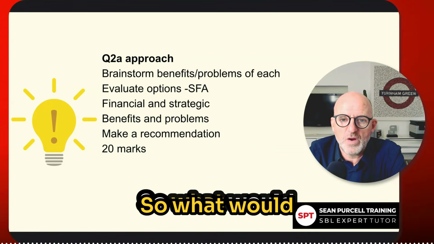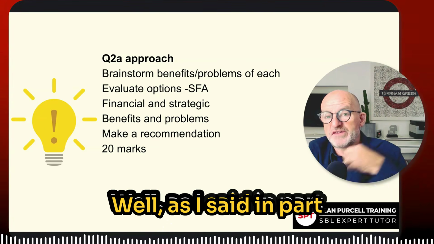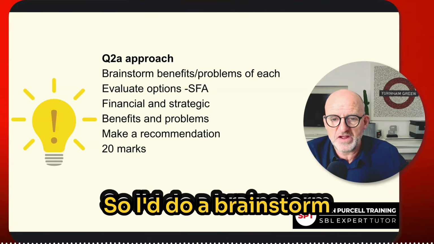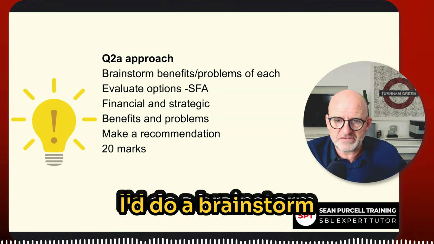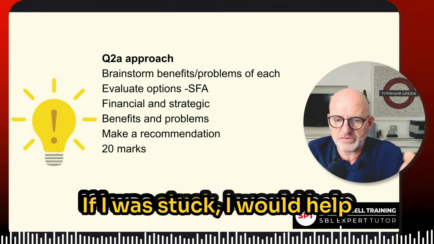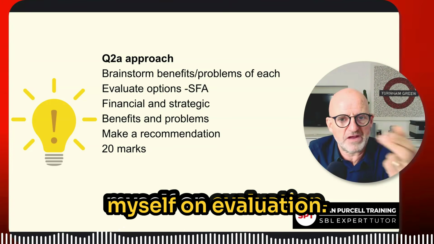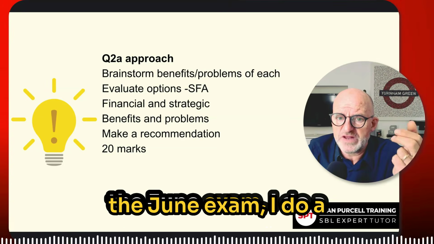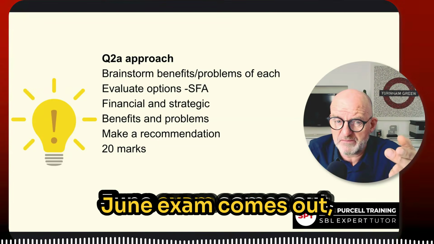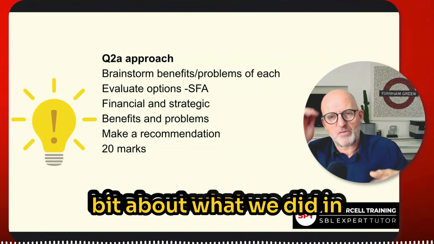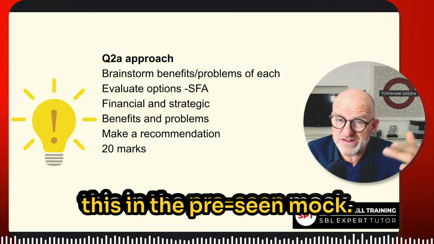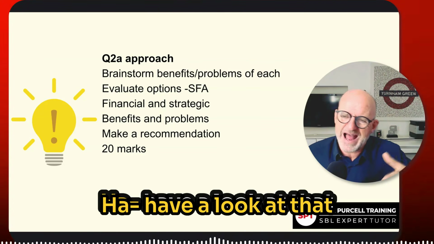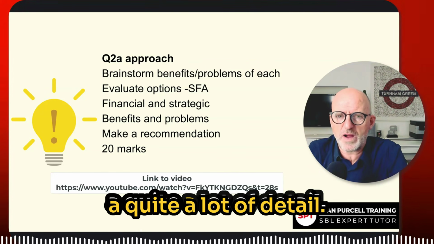Okay, so what would we be doing? Well, as I said in part one, I'd encourage you to do a brainstorm, a mark focus. So I'd do a brainstorm of benefits. I'd do a brainstorm of problems. If I was stuck, I would help myself on evaluation. If you look back at my webinar that looks at the June exam, I do a webinar right after the June exam comes out. And I mentioned a little bit about what we did in the mock, and we did do this in the pre-seen mock. But on evaluation, is it suitable? Is it feasible? Is it acceptable? Have a look at that video because it goes into quite a lot of detail.